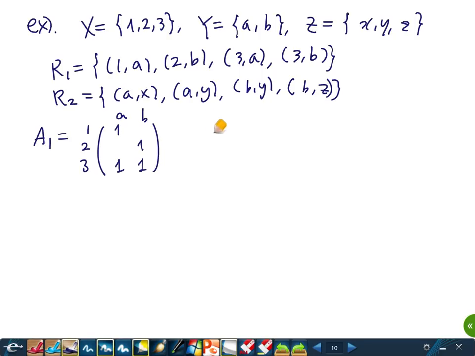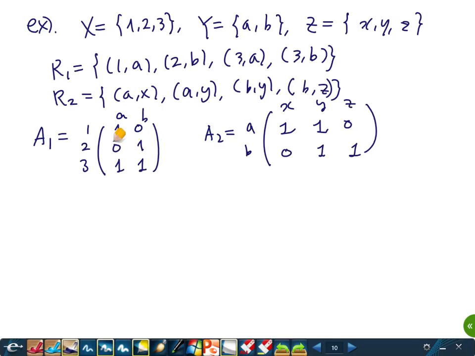And A2, what is A2? So now the rows are labeled by A, B, columns are labeled X, Y, Z. A comma x, so here a comma x, a comma y, b comma y, b comma z, like that, and zeros elsewhere.